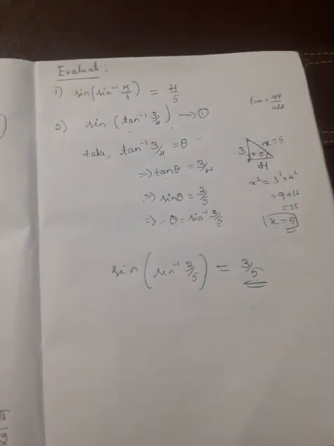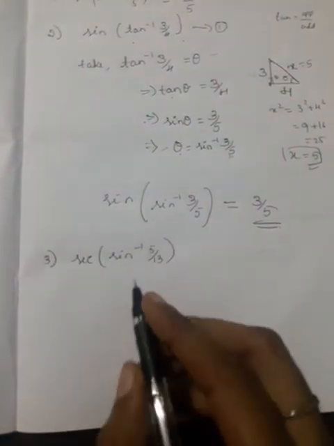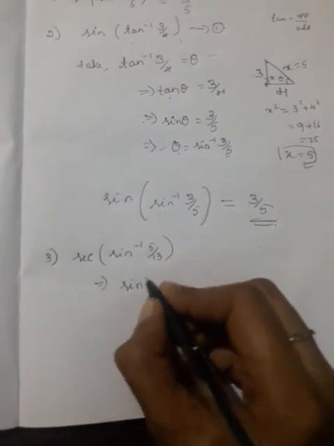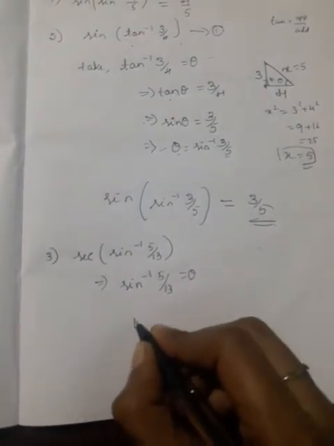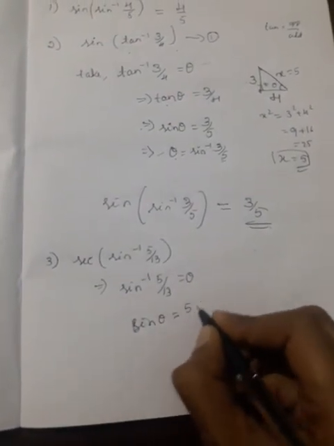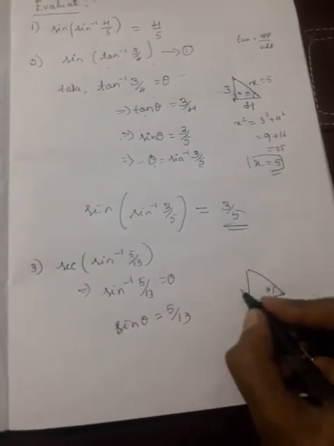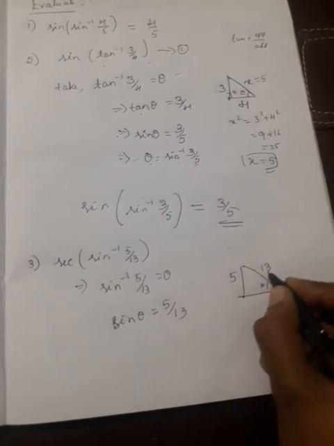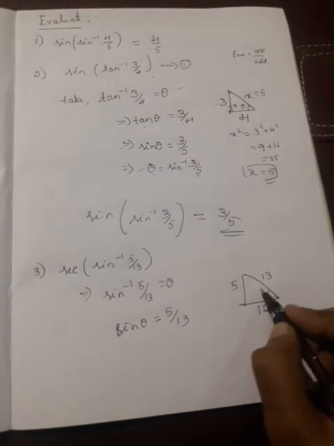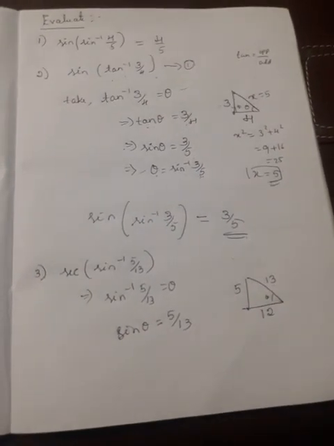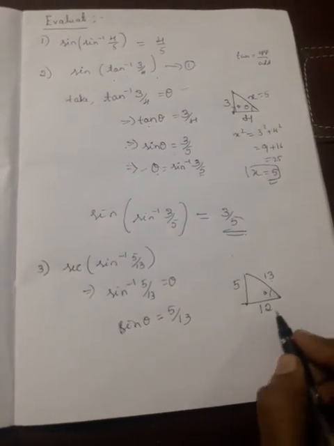The next problem, secant of sine inverse of 5 by 13. Here also you have to convert this into secant function. For that you have to take sine inverse of 5 by 13 is equal to theta. That implies sine theta is equal to 5 by 13. Again draw the same procedure. You know that sine theta is equal to opposite side by hypotenuse, that is 5 by 13. By the Pythagoras theorem you can apply. Here 12 will come. Okay. Because 13 square minus 5 square, that is 13 square is 169, 5 square is 25. You will get 144. Square root of 144 is 12.